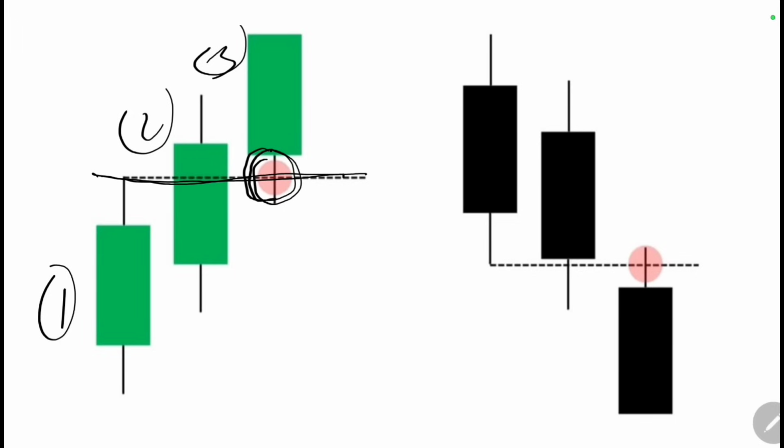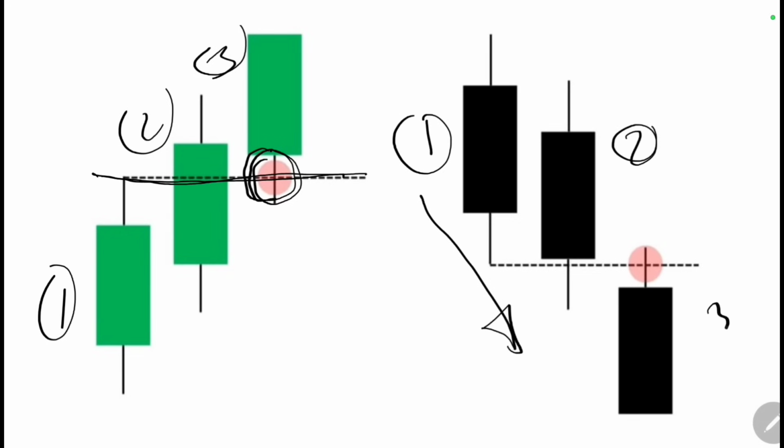In the same way, for the bearish scenario, this is your candle number 1, candle number 2, and candle number 3. Once you have candle number 1 and 2 and candle number 3 starts forming, you are supposed to mark the low of candle number 1. Once price comes to the low of candle number 1 and breaks away from it, you look for entry confirmation on your lower time frame.